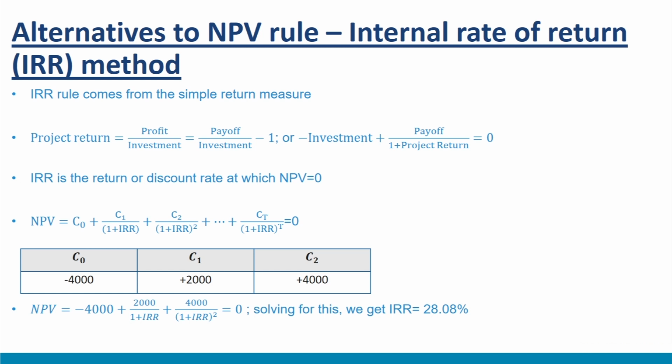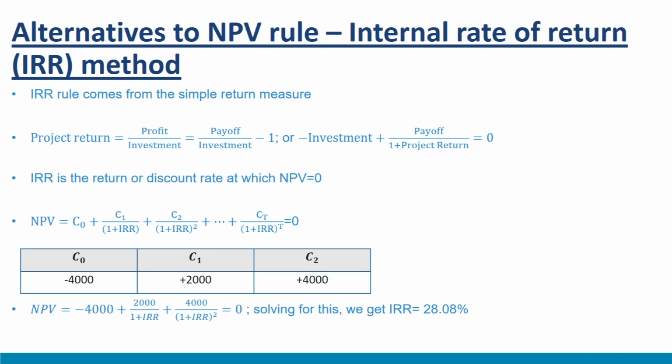Alternatives to NPV rule: internal rate of return, that is IRR method. In this video, we'll discuss the IRR rule, we'll understand the computation of IRR and its application in project evaluation. Internal rate of return, that is IRR, is one of the often used measures as a project evaluation criteria. The ancestry of IRR rule comes from the simple return measure shown here. For a one-period project, the return can be simply computed as shown here. Project return equal to profit upon investment equal to payoff upon investment minus 1.